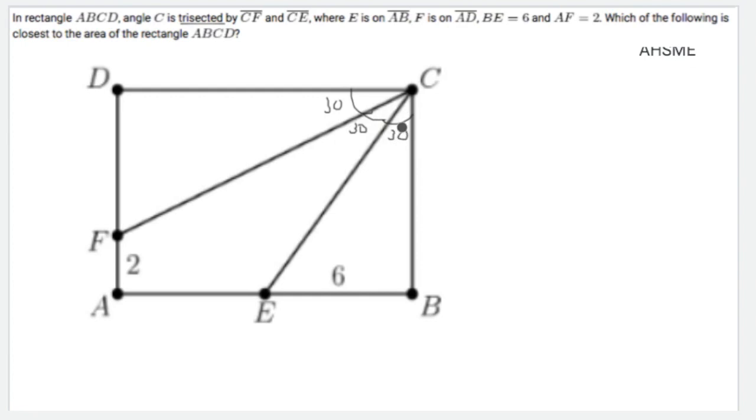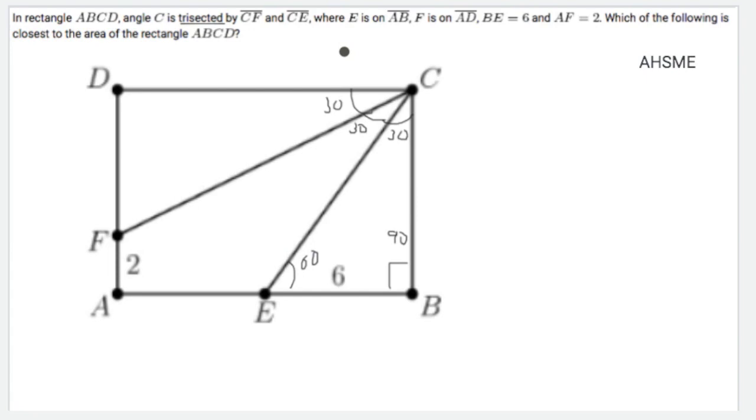Now we know F is on AD. We have BE equals 6 and AF equals 2. Now, which of the following is closest to the area of rectangle ABCD? Okay, so we know angle BCE is 30. We know angle B is 90 degrees because it's just one of the angles of the rectangle. Through that, we can find out angle E, which is 60. And now we got some 30, 60, 90 triangles here.